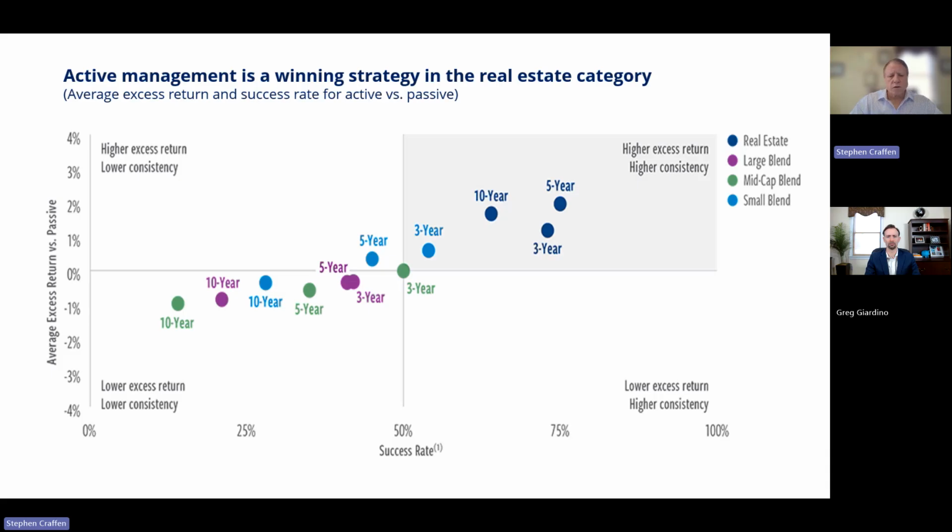Whereas with real estate, or most of the ones in the quadrant to the upper right, you see that they have a high probability of beating their benchmark even over long periods of time. And there's a reason for that.